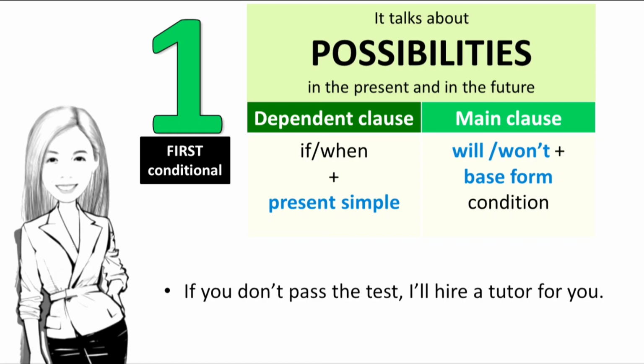In the dependent clause, we use don't pass because it should be in present simple. While for the main clause, we use will hire because we need to use will or won't plus the base form, which is, in this case, hire.